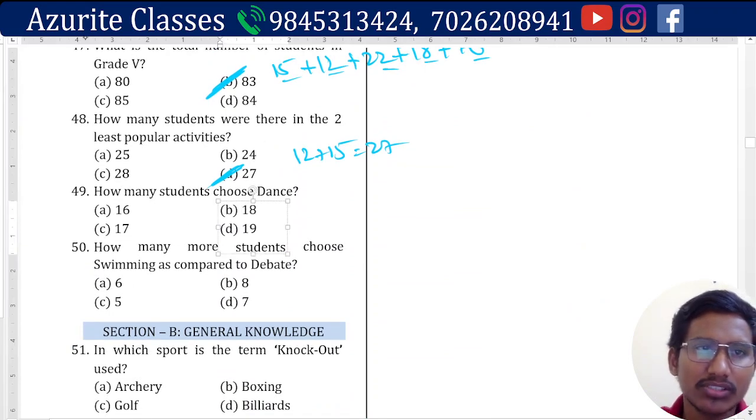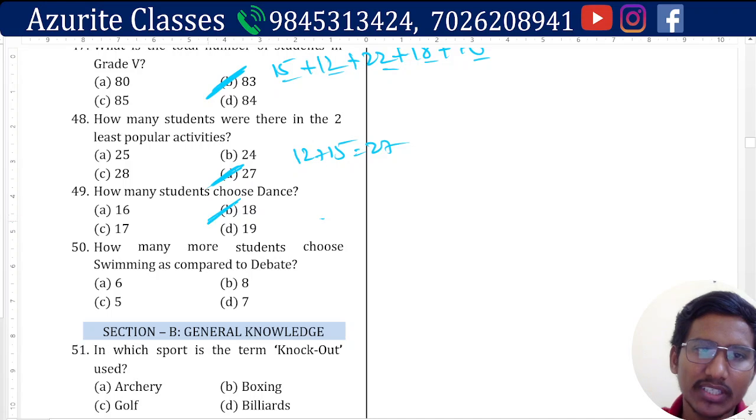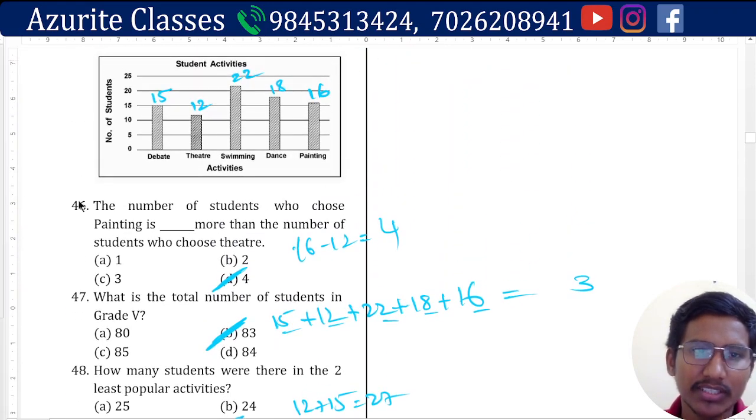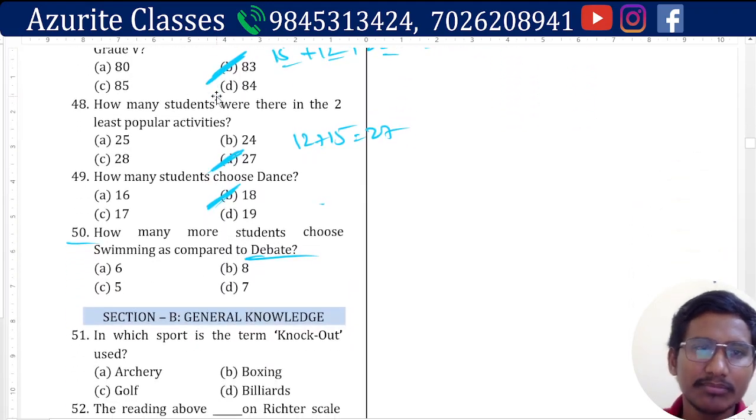Okay, next question, that is 50, how many more students chose swimming compared to debate? So debate and swimming you have to check, minus it. Okay, so swimming is 22 and debate is 15. 22 minus 15. Okay, so what answer will come? 7. So that is 22 minus 15, you will do, 7 will be the answer, option D for dog.